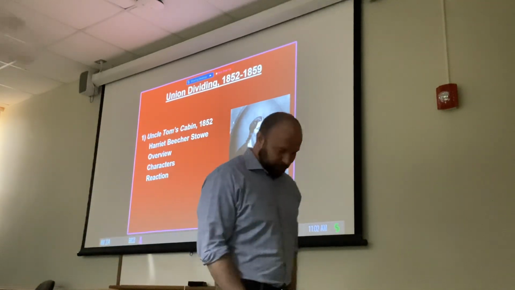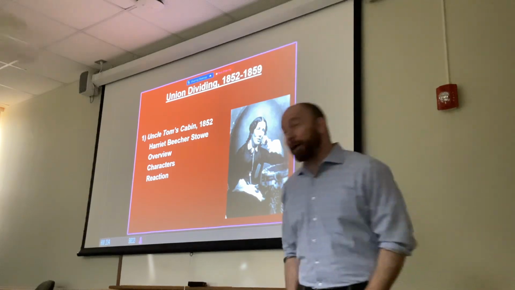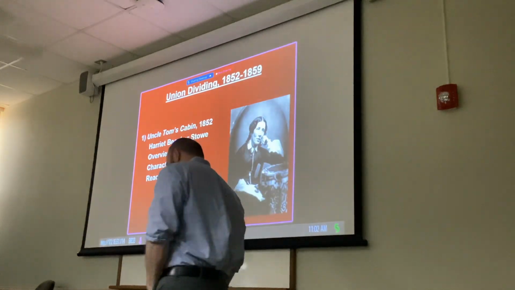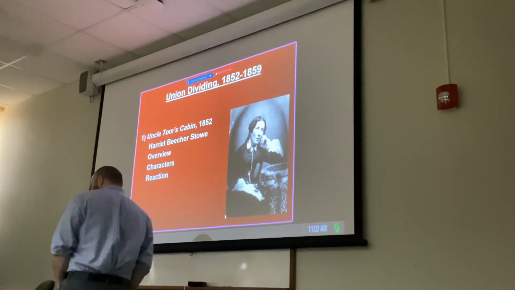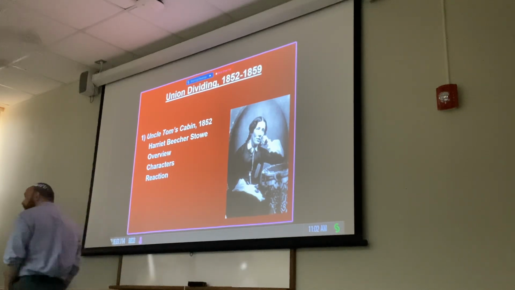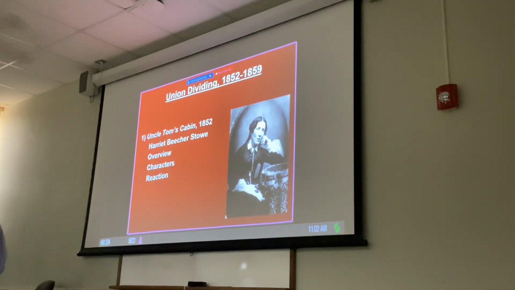Somehow in 1850 they compromise, and 11 years later begins the deadliest war in American history, which kills 750,000 people. So it seems reasonable to ask what the heck happened in the 1850s. I'm going to walk through a series of events. I'd like to do at least two today, maybe three.